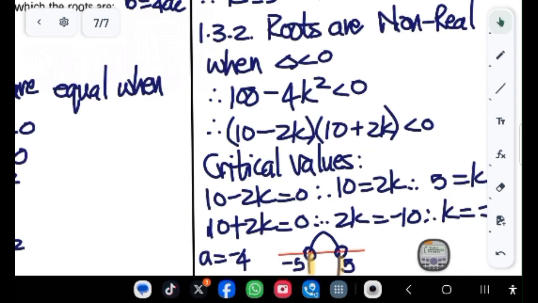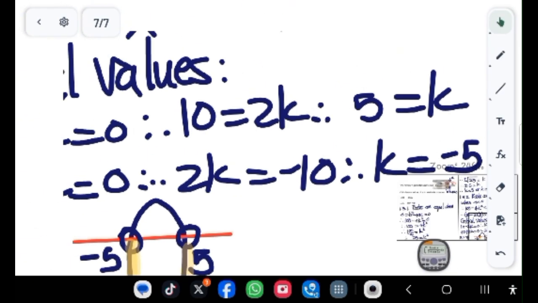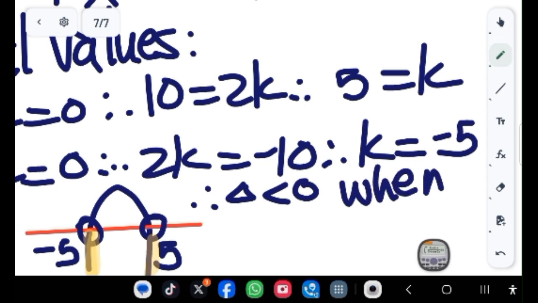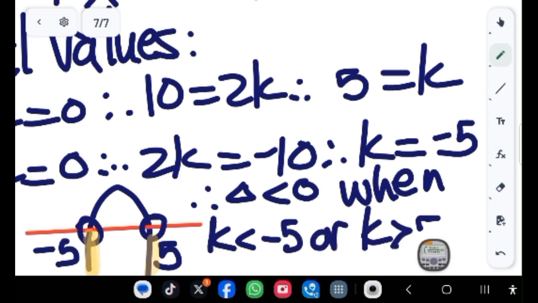Therefore, our delta is negative when k is less than negative 5, or when k is greater than positive 5. And that's how you solve that inequality.